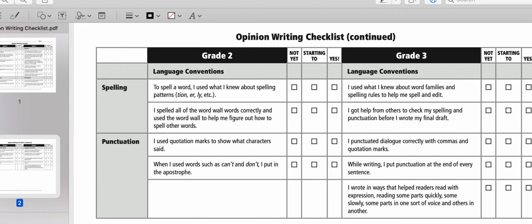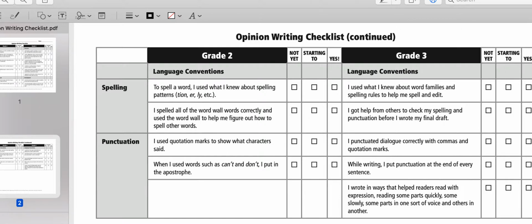So today we're going to do our last little segment on our opinion writing checklist. Today we're going to be looking at just the punctuation section, okay? Just the punctuation section. And you're going to do the same thing that you've done for all the other sections.